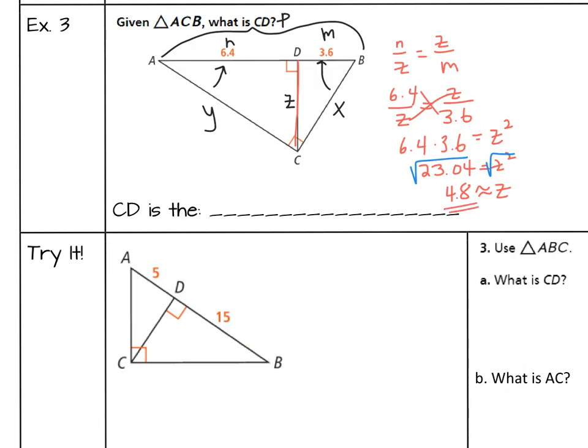So CD is called the geometric mean. The segment that contains the altitude to the hypotenuse has the name geometric mean. That'll be it for our notes for 7.4. We'll finish the rest of the examples in class.